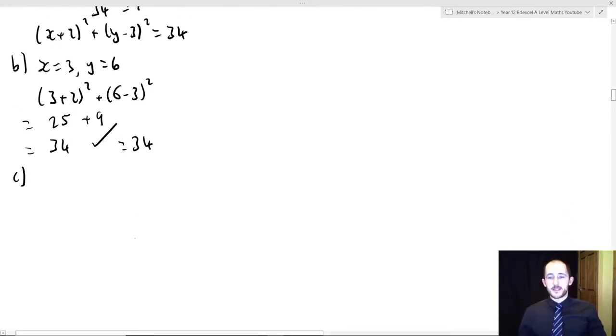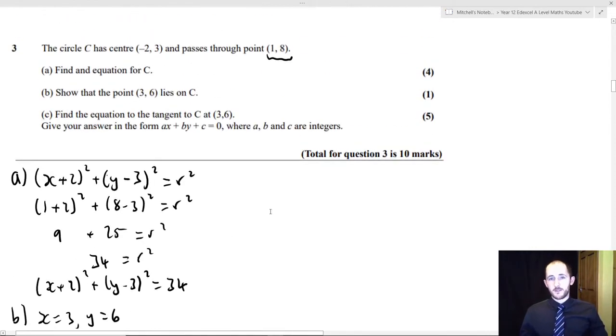Okay, now part C is where it gets a bit tricky. It's a 5 marker, so it's worth a pretty hefty chunk of change. Honestly, once I show you the method, it's going to be quite easy to actually do. Find the equation of the tangent to C at (3, 6). Give your answer in the form ax + by + c = 0.